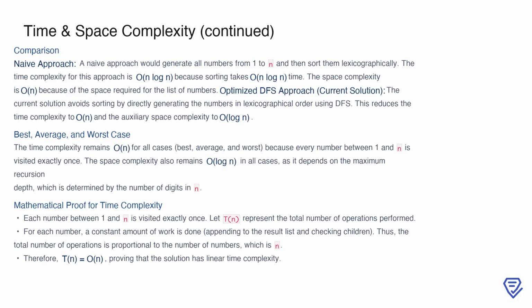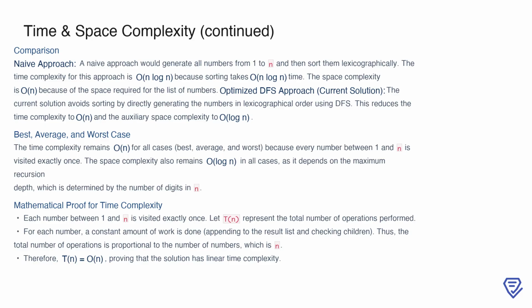When comparing this optimized DFS approach to a naive solution, we see the clear benefits. A naive approach would generate all numbers from 1 to n and then sort them lexicographically. The sorting step introduces a time complexity of O(n log n), and the space complexity is O(n) due to the storage of the list. In contrast, the optimized DFS approach generates the numbers directly in lexicographical order, eliminating the need for sorting. This reduces the time complexity to O(n) and the auxiliary space complexity to O(log n).